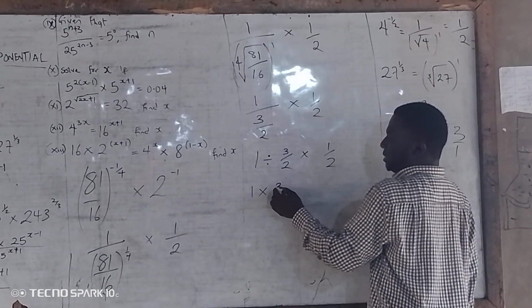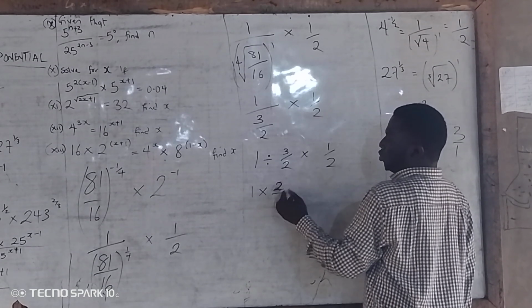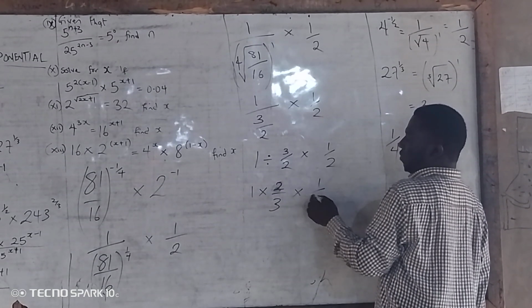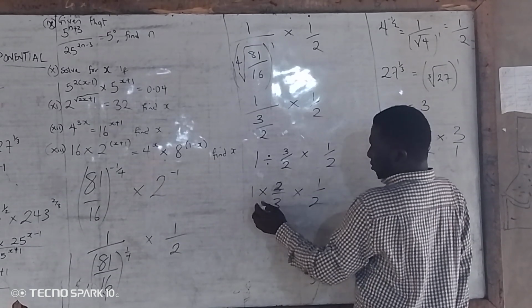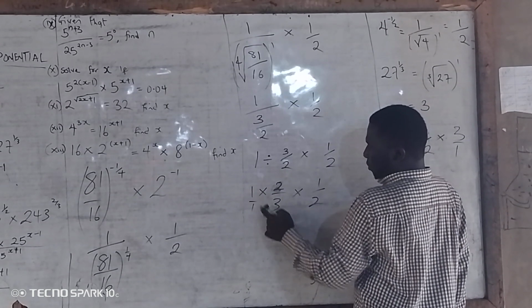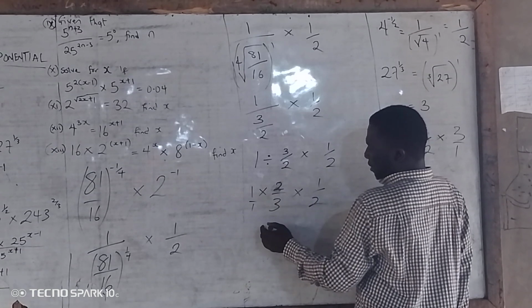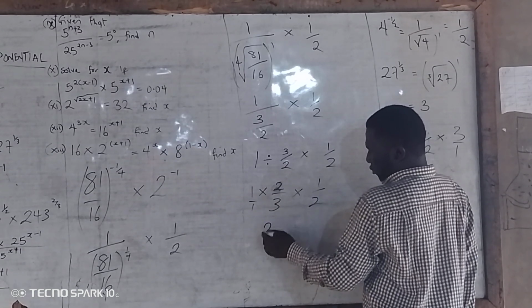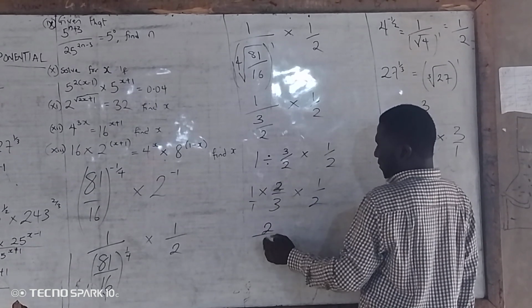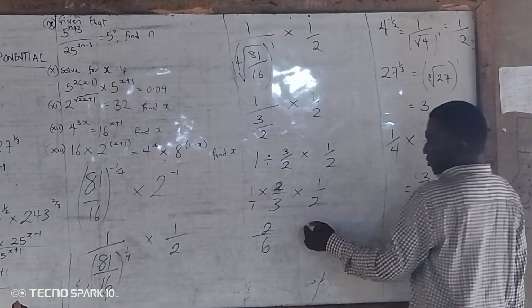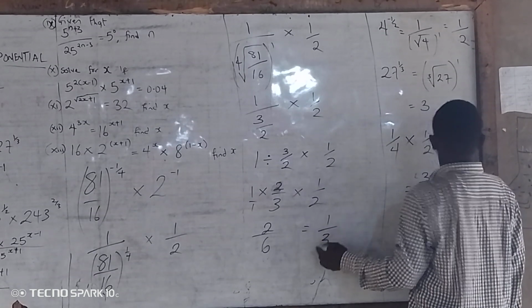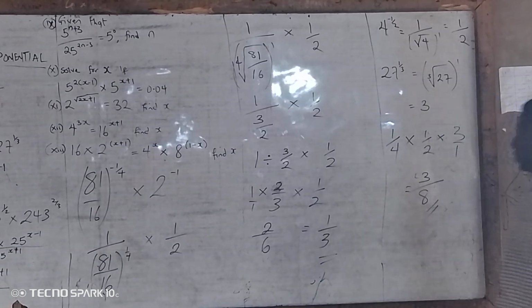So that would be 2 over 3 times 1 over 2. So that you have, if you put 1 here, 1 times 2 times 1 will give you, that's 2. Then you have 6 here. 1 times 3 times 2, 6. And reduce to the lowest form, that will be 1 over 3. So that's the answer for this particular one.